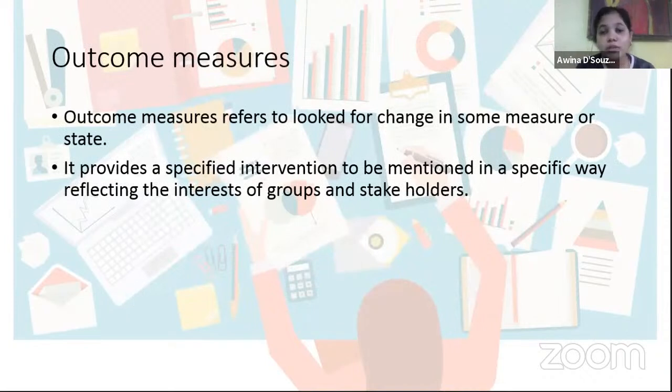Coming to outcome measures: they are basically the scales which are used to check whether you are progressing, whether there's any change. It basically gives a view of whether your treatment is being effective or not. This is also very important because it helps us in a lot of policy-making procedures. It provides for specific interventions to be mentioned in a specific way, reflecting the interest of groups and stakeholders. So it's not just based on a physiotherapeutic level. It's also based on people, and also on policies. It's based on a state level too. So outcome measures play an important role.